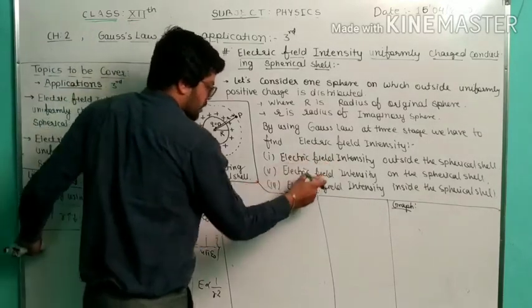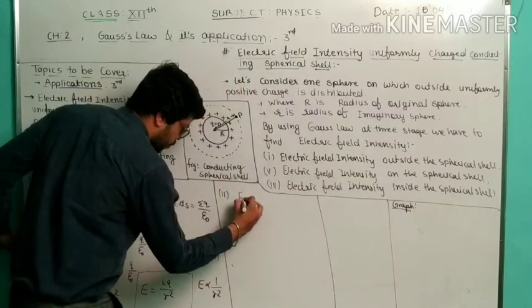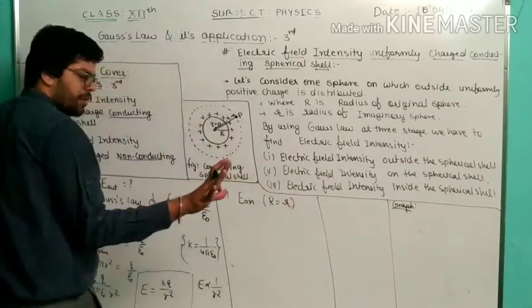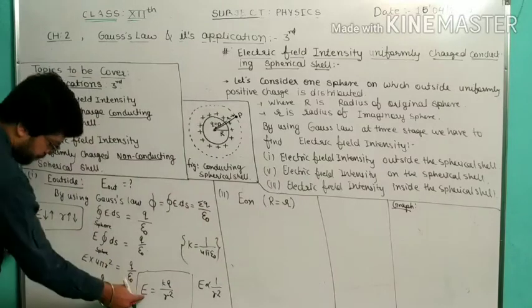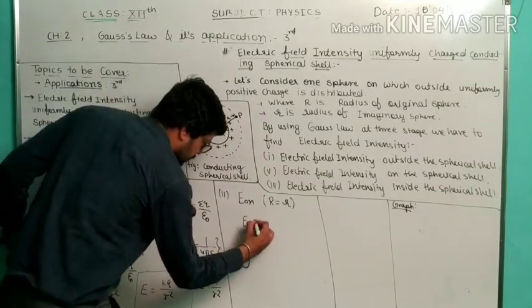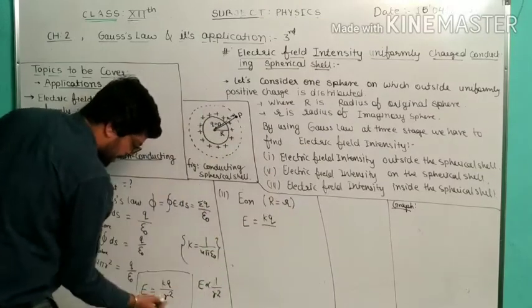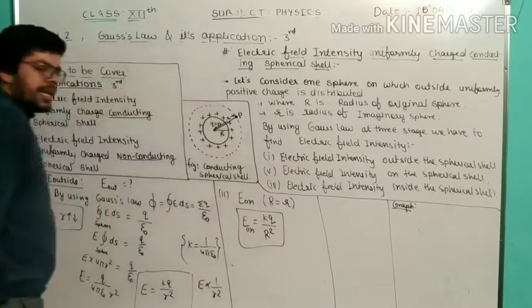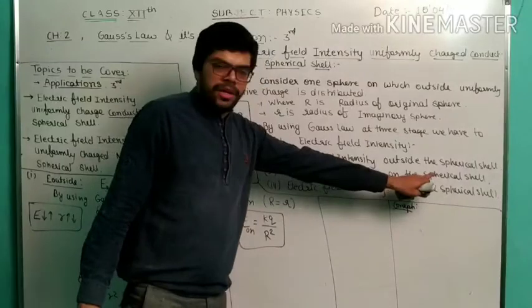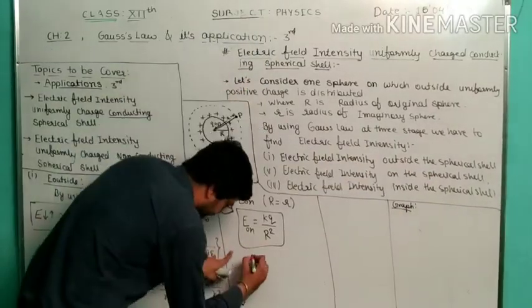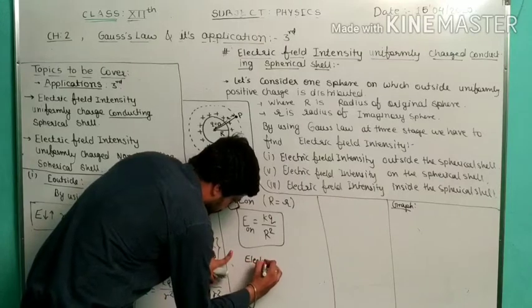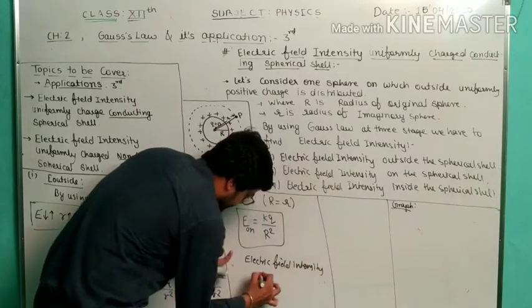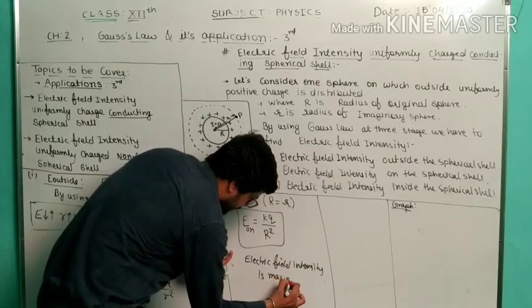Second, we have to find the electric field intensity on the spherical shell. On the spherical shell means capital R is equal to small r. So whatever we found, E is equal to kq upon r square, with small r replaced by capital R, so it is R square. So we get the electric field on the spherical shell directly. Now we can say that the electric field intensity is maximum.